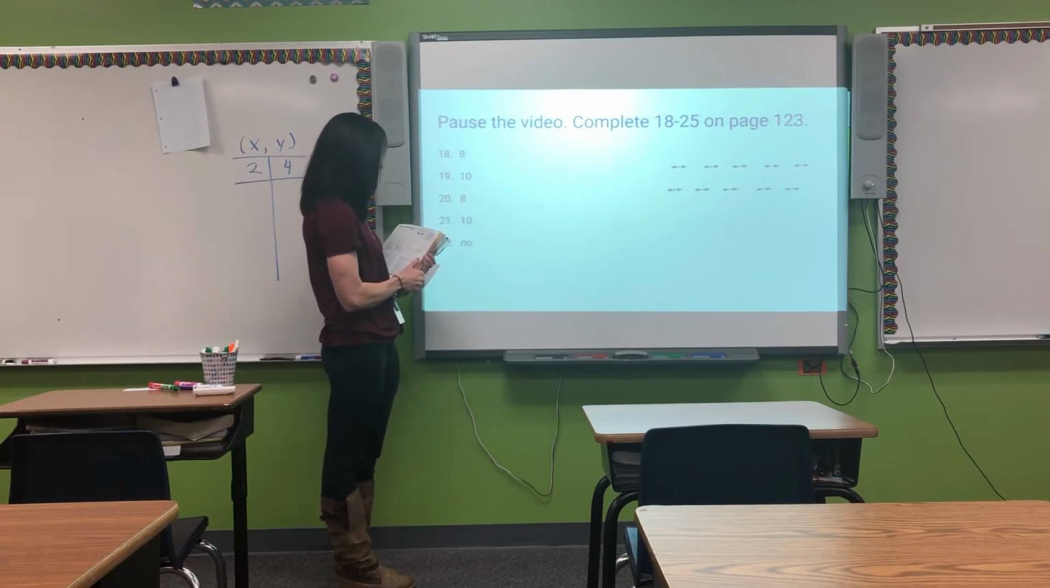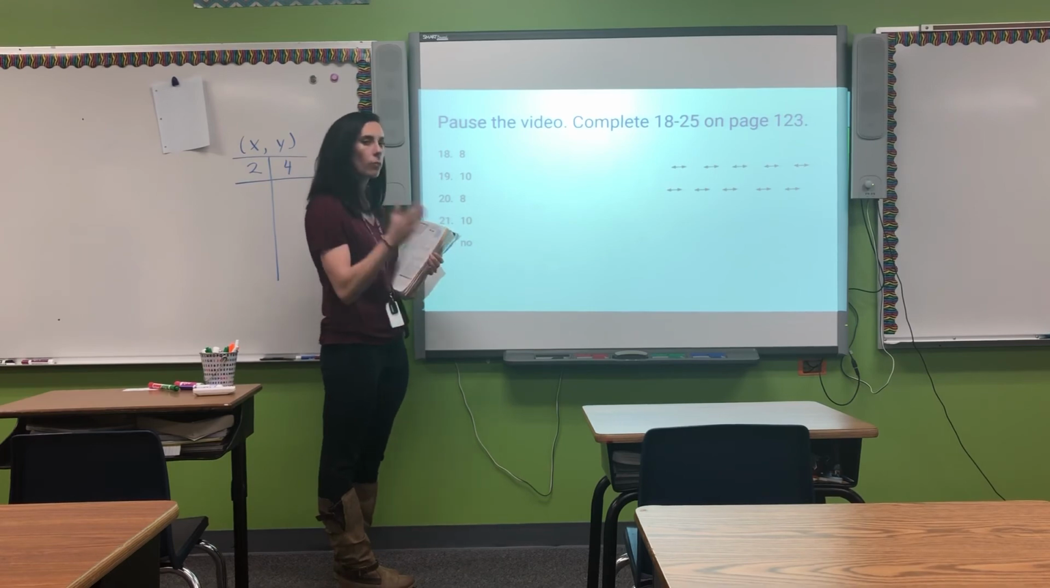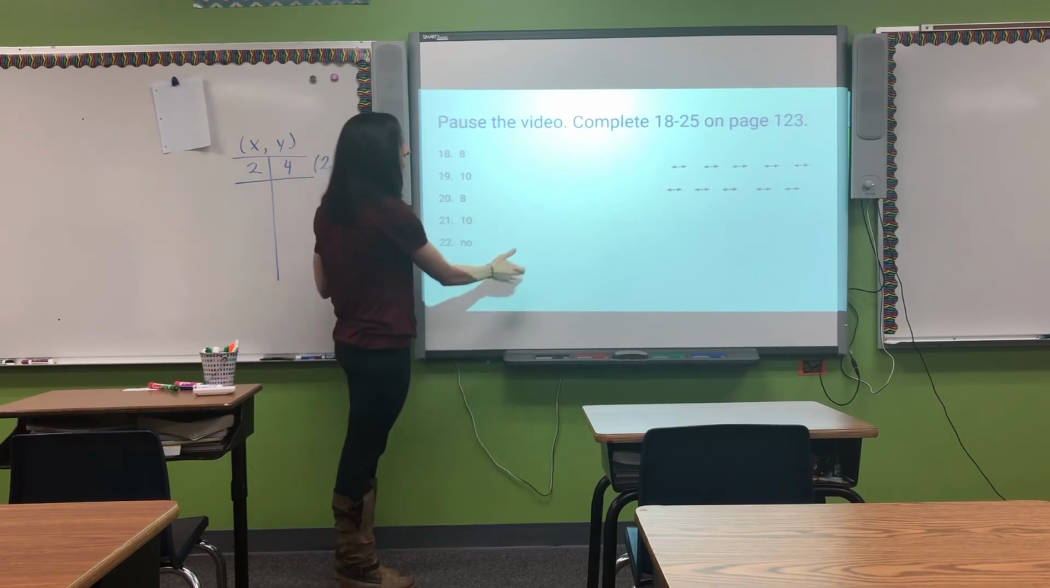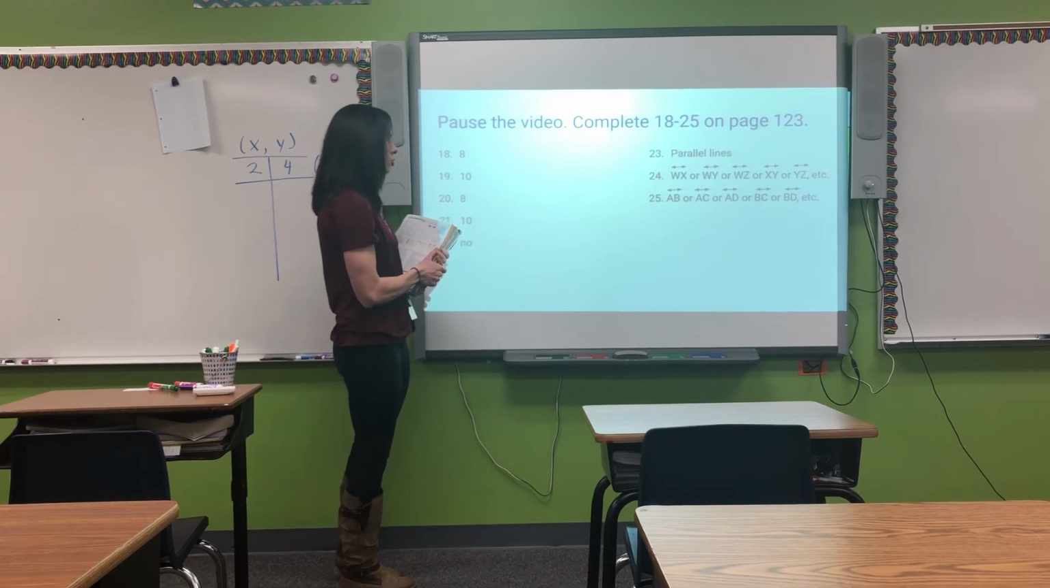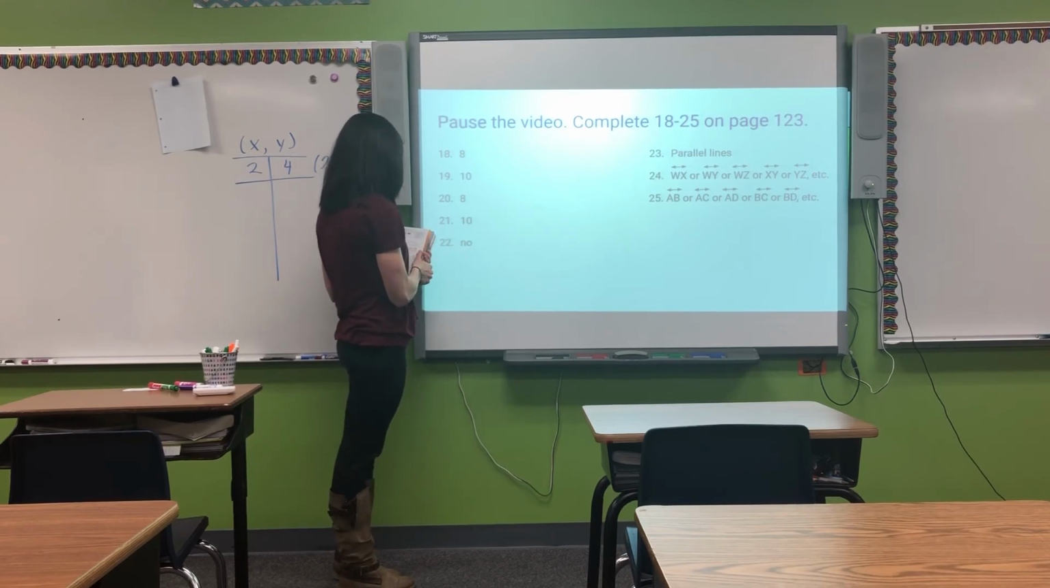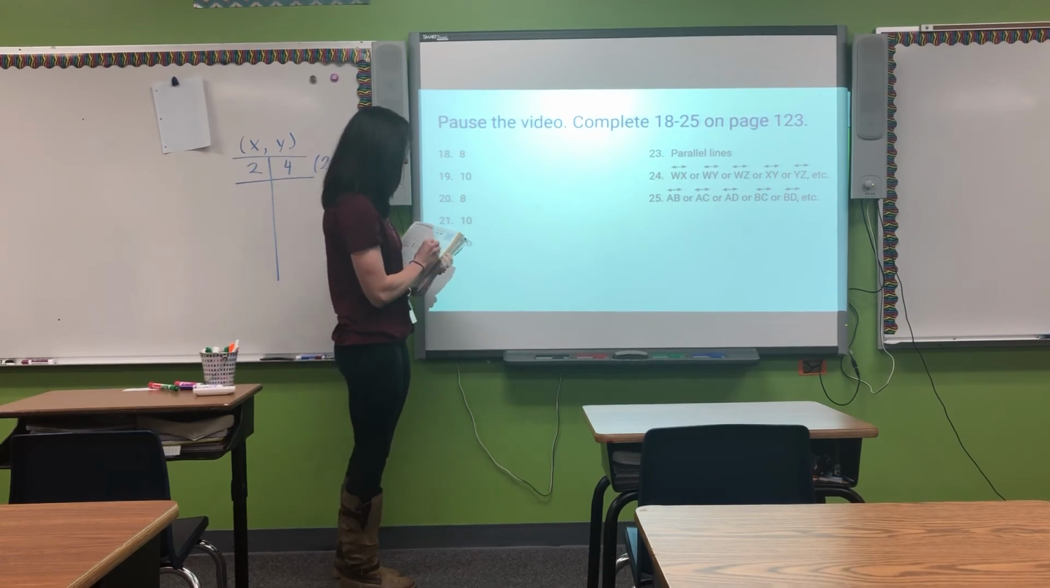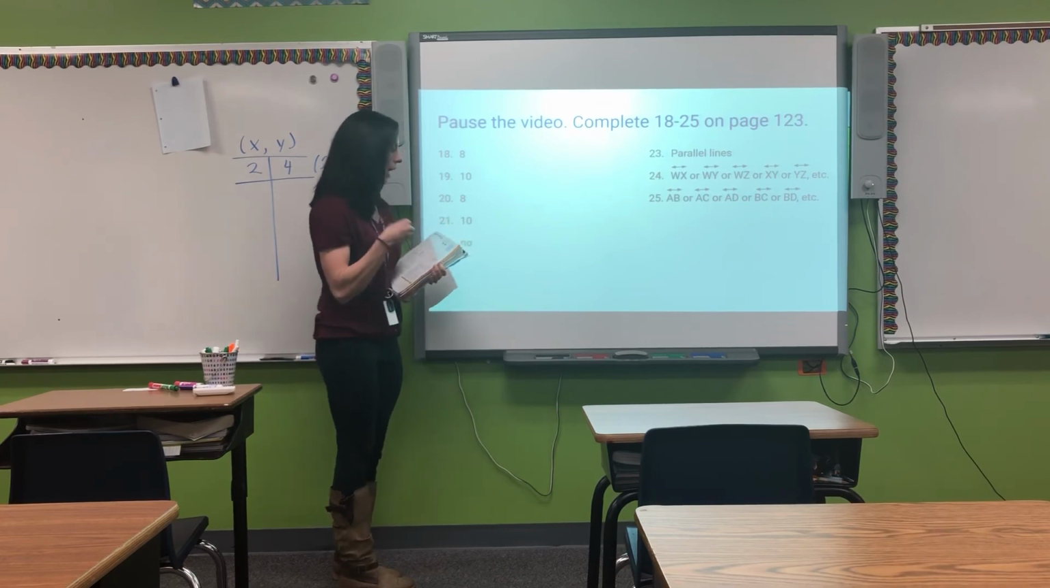21, 10. And 22, no. Those lines are never going to cross. And then on 23, those are parallel lines. All right, and then 24, which line does a point with the coordinates (3, 1) lie on? There's a lot of answers here. You could have had WX, WY, WZ, XY, YZ.